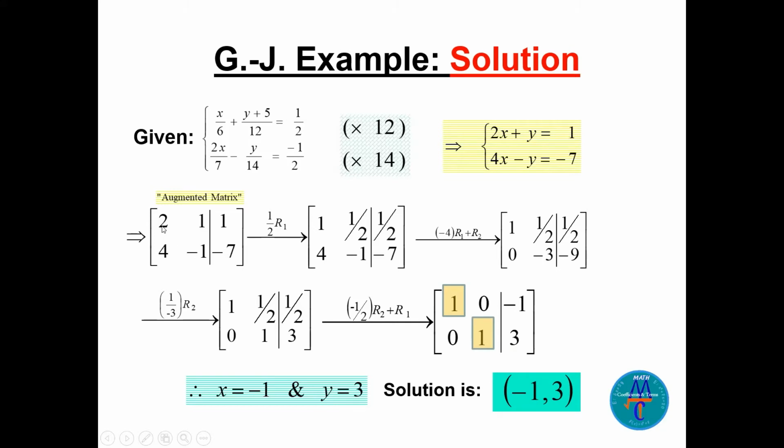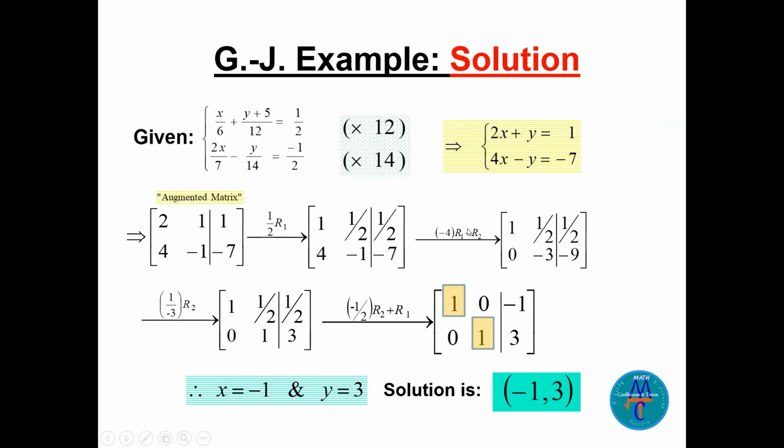See, this one is 2. We have to make it 1. This 4 is not 1. So we cannot interchange two rows as we did in the Gauss example. So here we have to divide by 2. There is no choice. Divide by 2, divide by 2, divide by 2, you get 1, half and half.